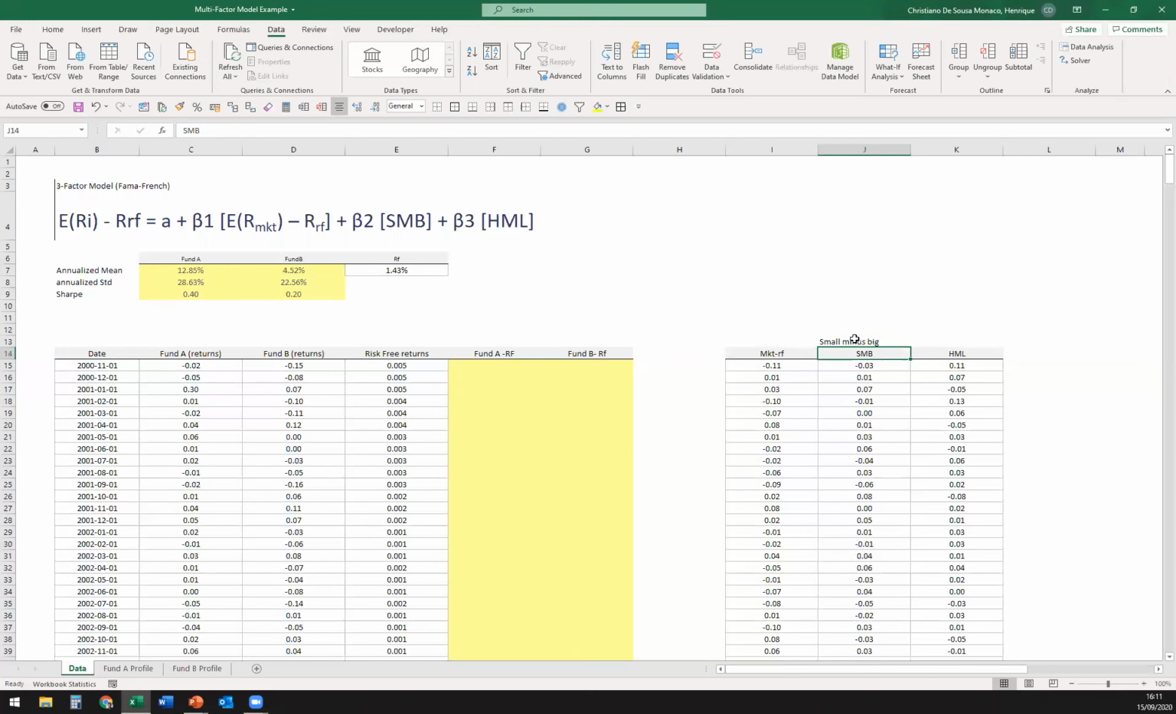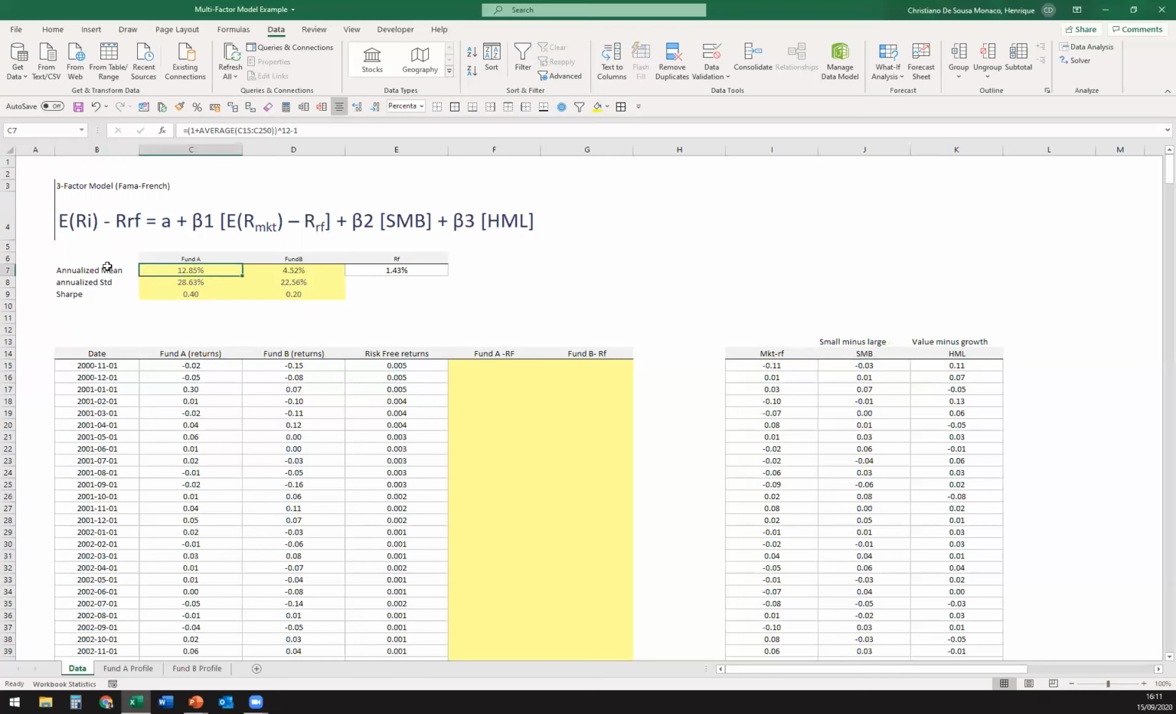Or our small stocks' excess returns over the large stocks, and HML stands for high to low book value. You can interpret that as value stocks minus growth stocks. And here's the small minus large.